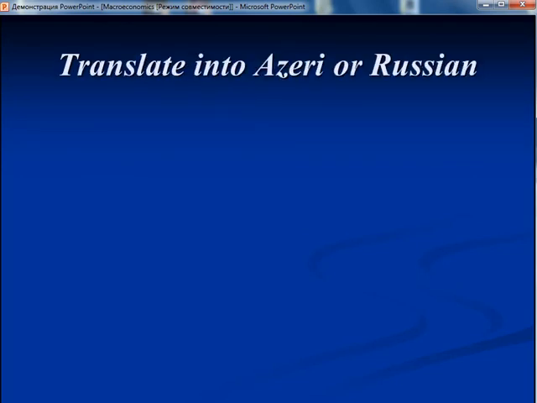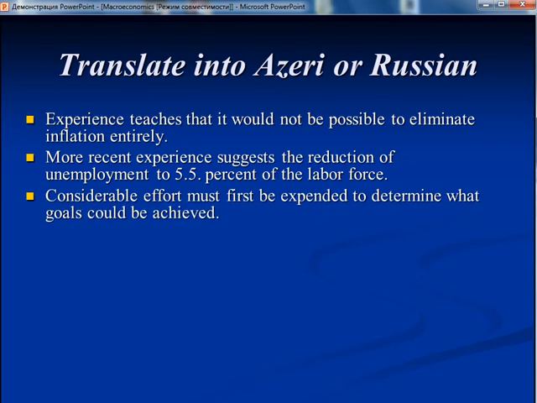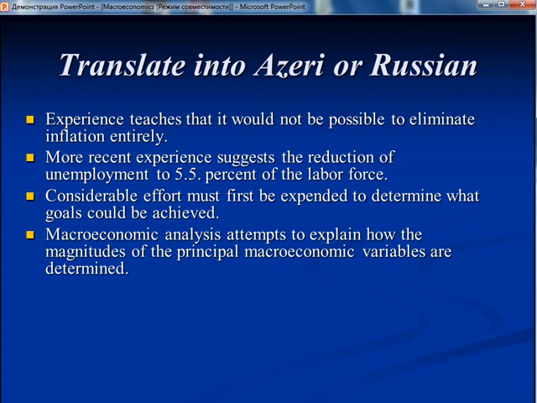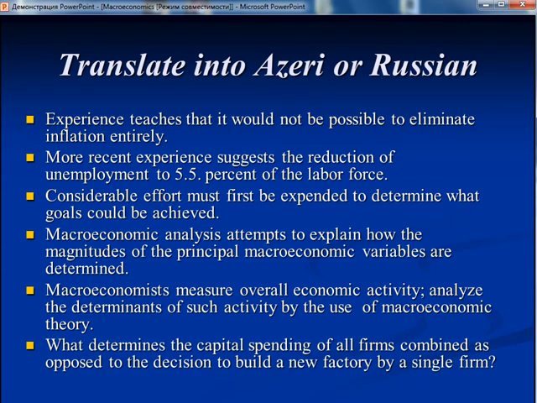Now, you will translate the sentences into Azeri or Russian. Have a look at the sentences. Most of the sentences are taken from the text. There are different sentences here. For example, the first sentence: experience teaches that it wouldn't be possible to eliminate inflation entirely. The second: more recent experience suggests the reduction of unemployment to 5.5% of the labor force. That's all.